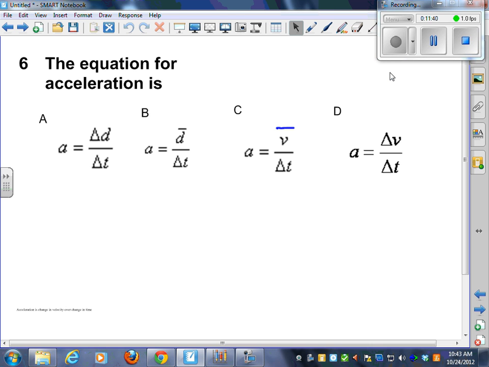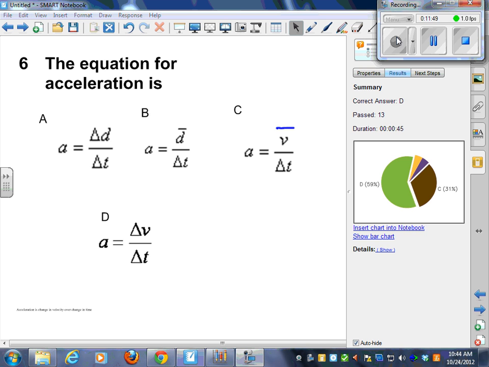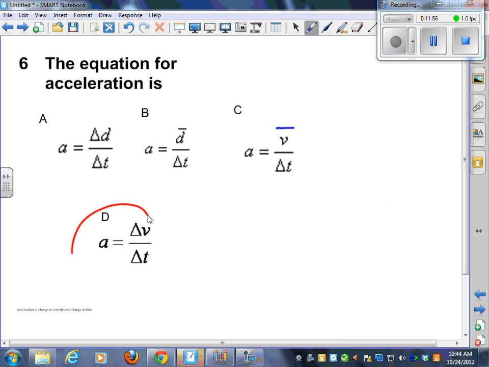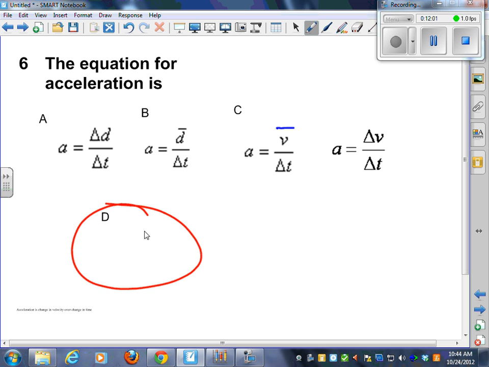Which one of these is the equation for acceleration? Okay, the correct answer is D. The formula for acceleration is delta V over delta T. It is change. What does the delta mean? Change. Delta V means change in velocity divided by change in time.